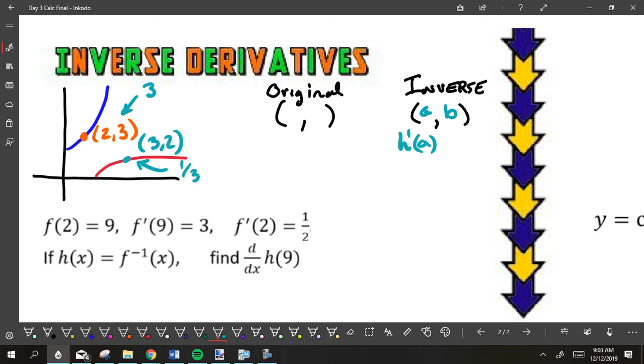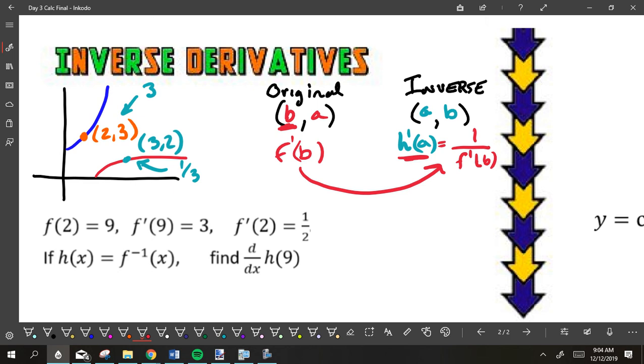What does that tell you about your original ordered pair? What do you know now? It's the opposite of that. It's (b, a). And in order for me to find h prime at a, you need to know f prime, or whatever the original one's called, at which of those two letters? At b, at this one's x value. You find this answer, and whatever you get, the answer is going to be 1 over f prime at b, or in other words, the reciprocal.